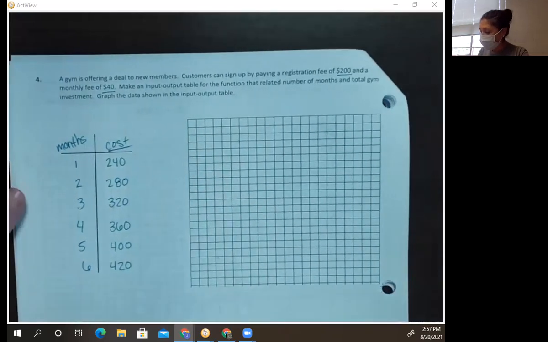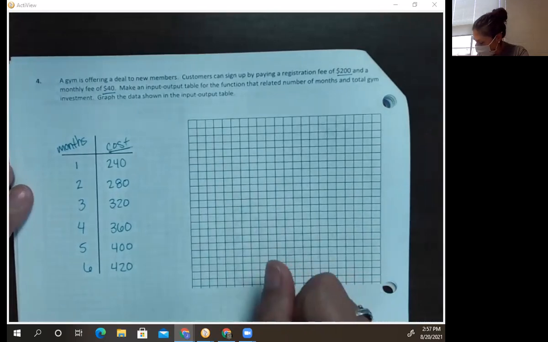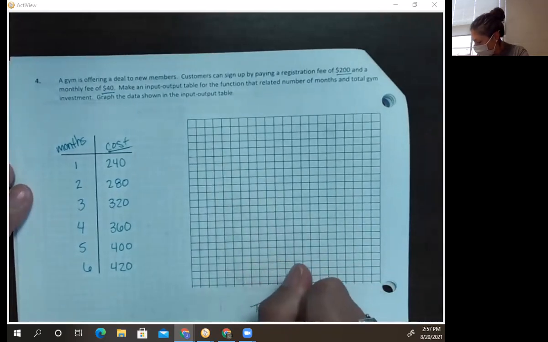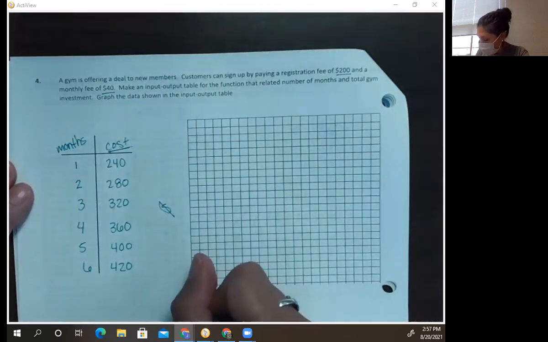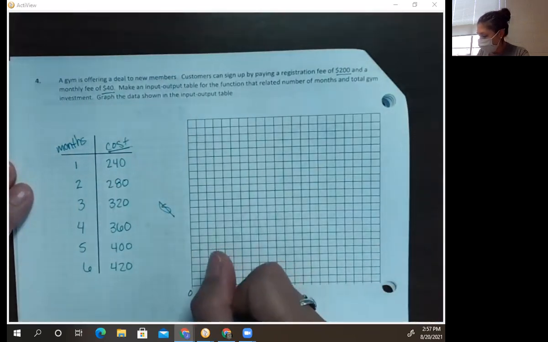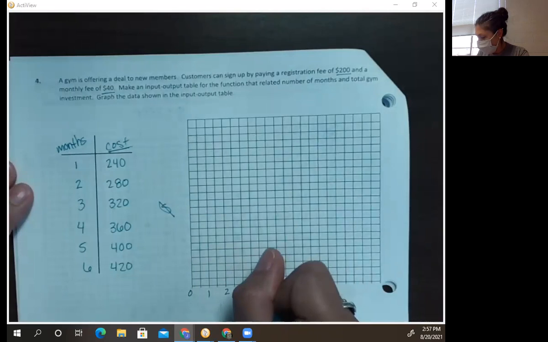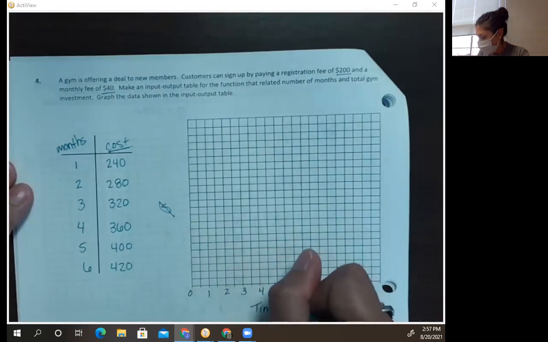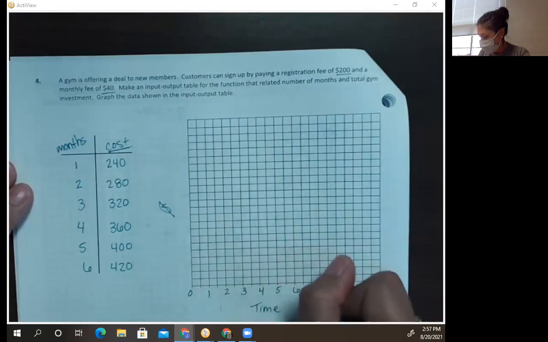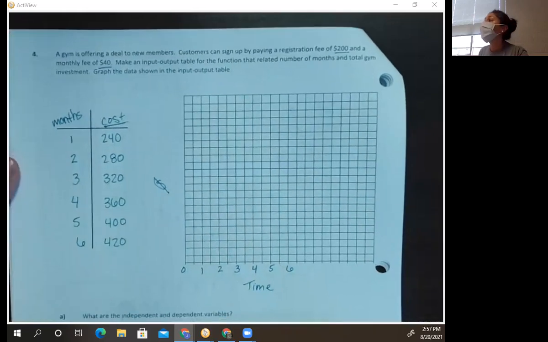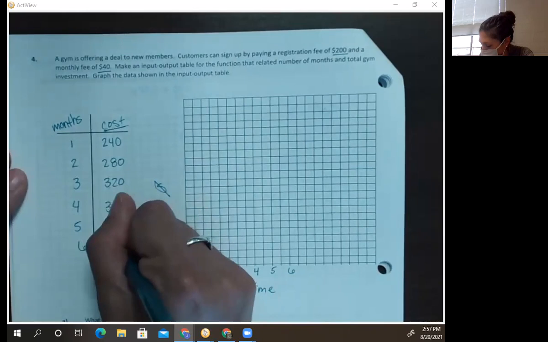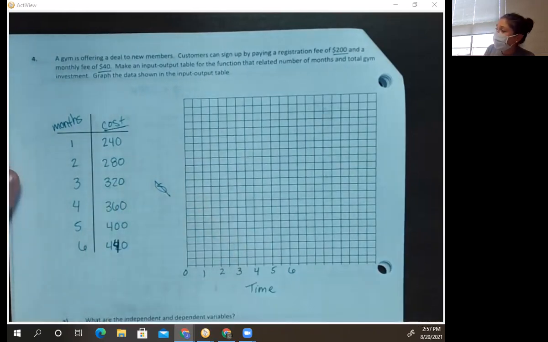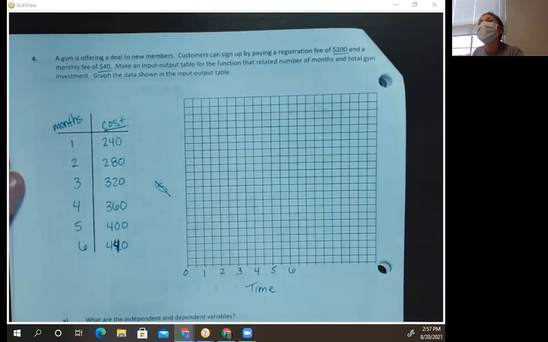Okay. And then I'm going to set up my graph. So we know that this is time on the x-axis, and this is going to be money on the y. I'm going to, again, do my time skipping every other tick. Oh, 440, sorry. Because I added wrong. Thank you.